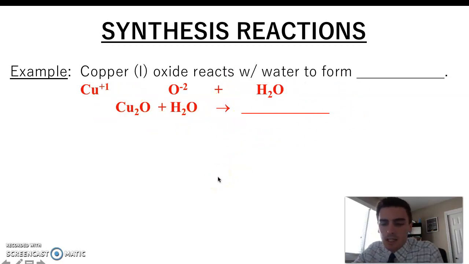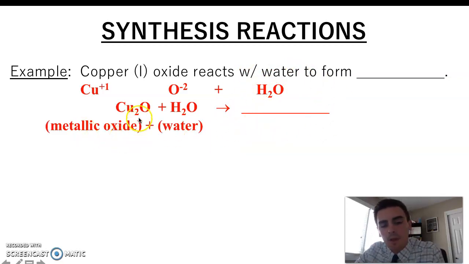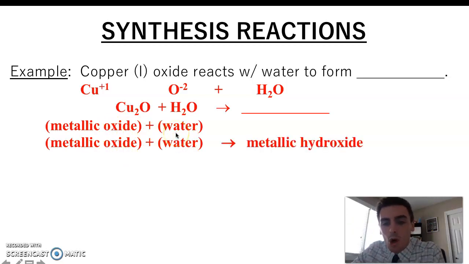Now, ultimately, I wouldn't expect you guys, or Mr. McMahon wouldn't, to know what this is. So you'll have to use your reactions help sheet, and I'll make another video showing you about that. But what we look up here is that what we have is a metallic oxide. Now, that sounds scary, but this is a metal, it has oxygen, so we call it a metallic oxide. If you look on your reactions help sheet under the synthesis box, it says that a metallic oxide plus water always makes a metallic hydroxide.